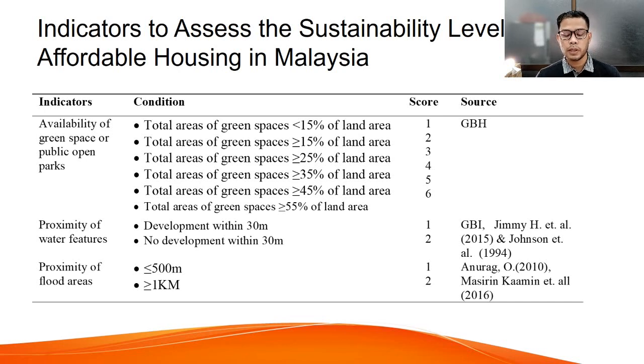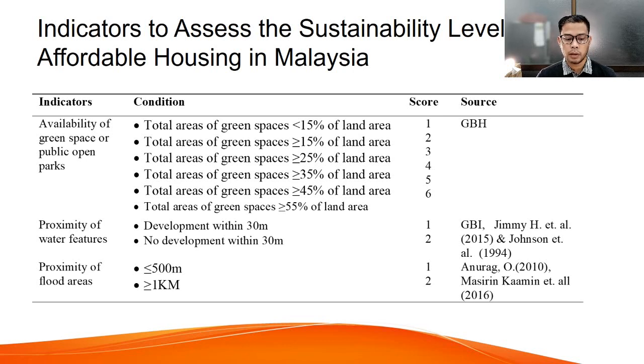Where if the green space is less than 50% of land area, the score is 1, and the highest score is when the total area of green space is more than 55% of the land area, so the score is 6. For the second indicator, proximity of water feature, if there is any development within 30 meters from the affordable housing, the score is 1. If no development within 30 meters, the score is 2. This is because new development construction will give some pollution to the affordable housing area.